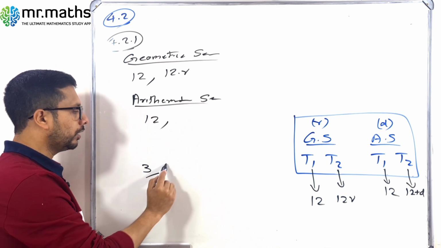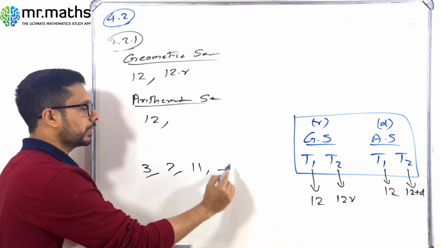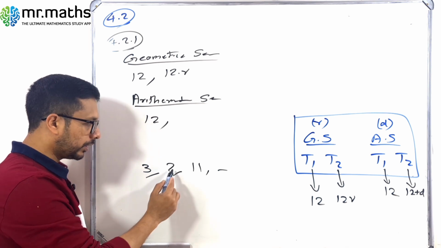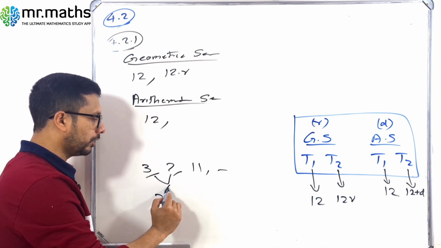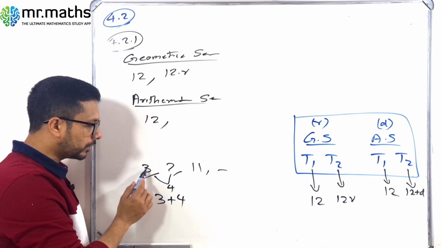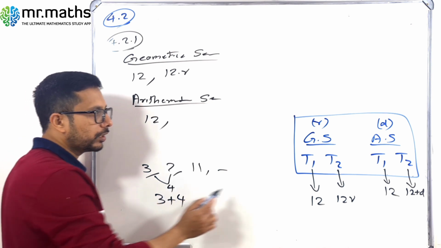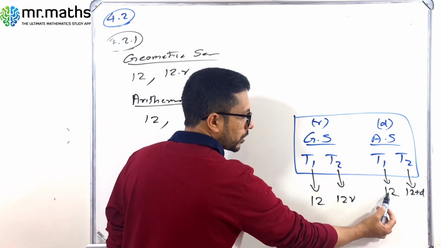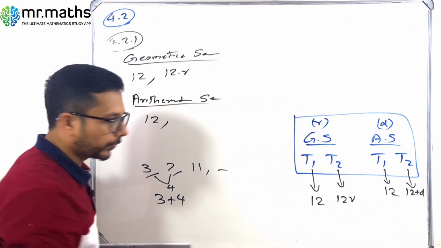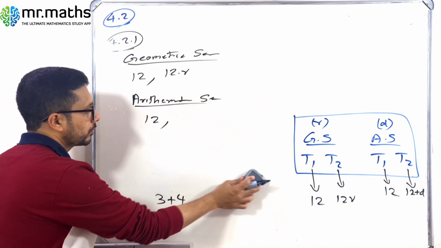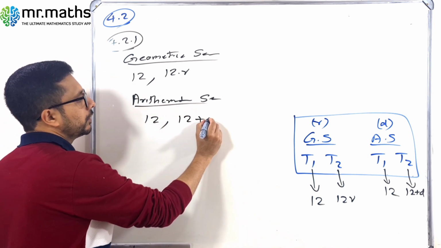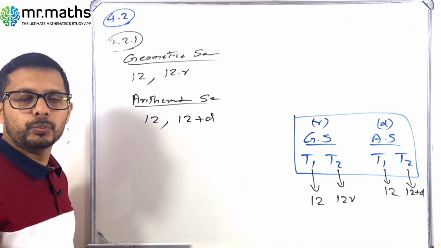For example, 3, 7, 11. This is an arithmetic sequence. First term is 3. How can I find the second term? What is the common difference here? 4. So it is 3 plus 4. You have to add the first term plus the common difference. Here the common difference is D, so it is first term plus common difference, that is 12 plus D. That's all. So what is the second term? 12 plus D. That is 4.2.1.